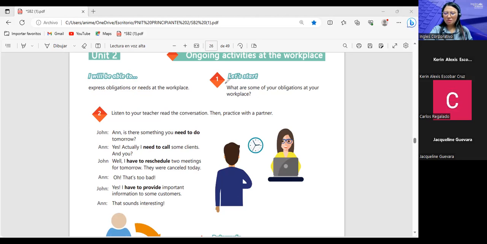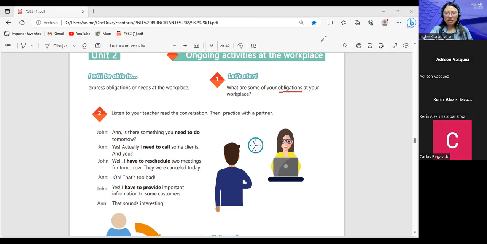Class, what are some of your obligations at your workplace? Aquellas que no son negociables. ¿Cuáles son sus obligations? Como decir, me pagan por hacer esto. Es mi obligación hacer esto. ¿Sí? No hay forma de negociarlo. What are some of your obligations at your workplace, class? Think about that.